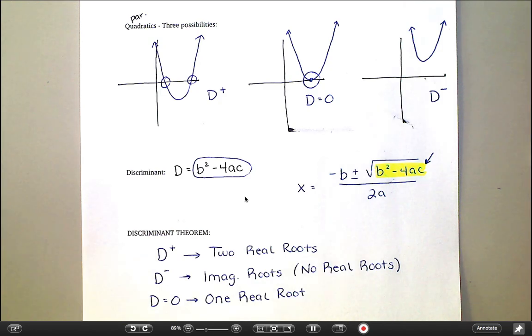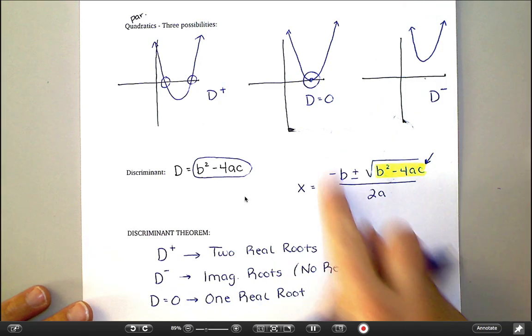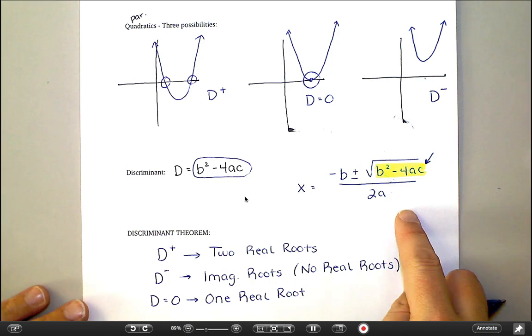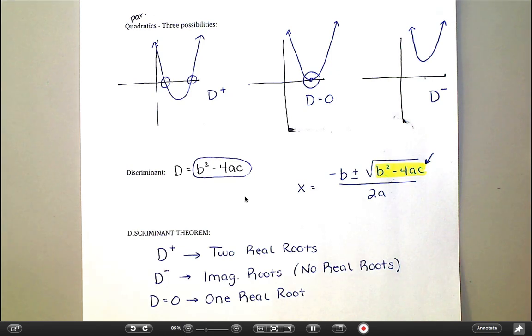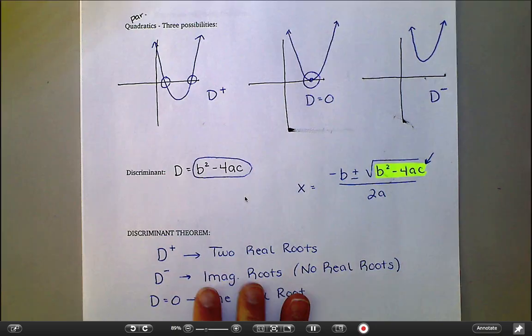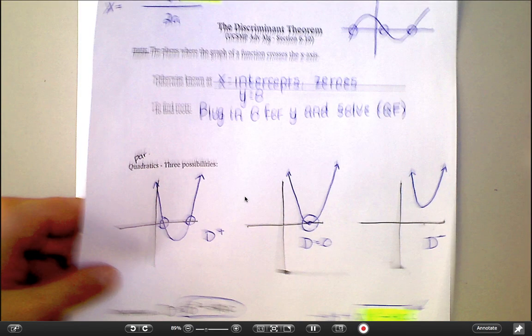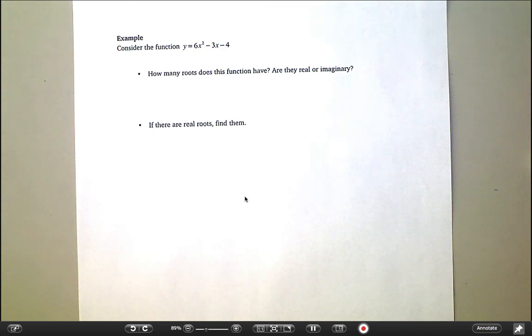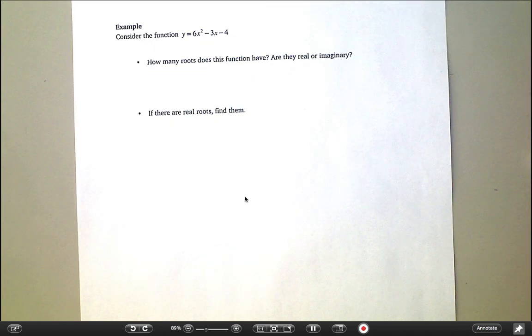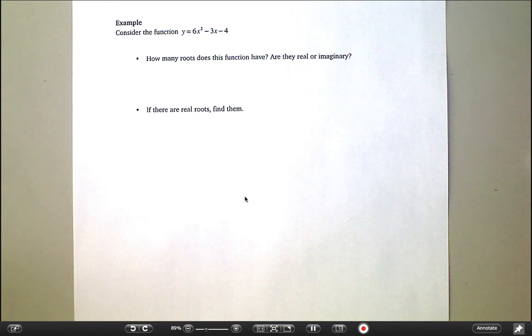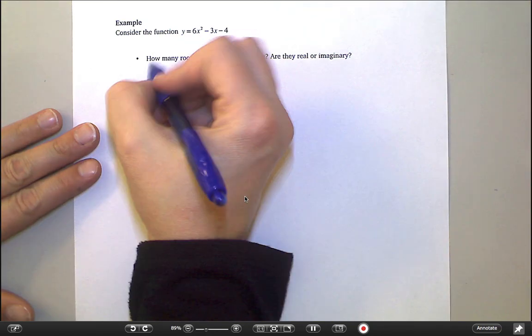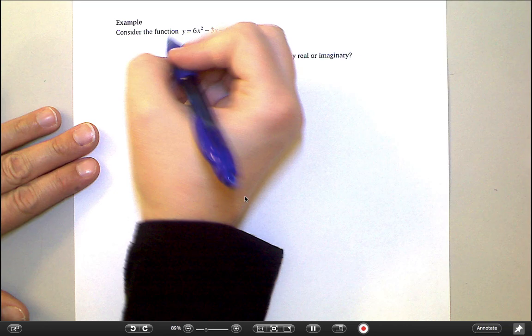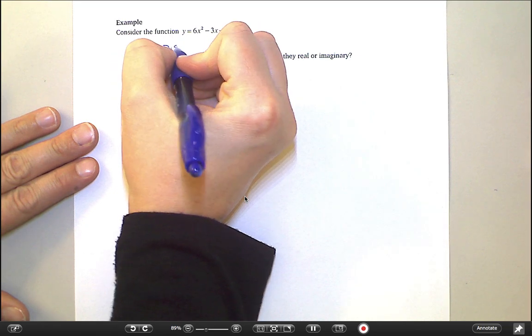If you need to actually find what the roots are, you're going to have to bust out the entire quadratic formula. But if it just asks you what kind of roots are there or how many are there, this would be where you would use the discriminant. All right, so I think I just have one example for you here. I've got a quadratic here, and the very first question says, how many roots does this function have, and are they real or imaginary? So this is the question that you're going to use the discriminant to answer.